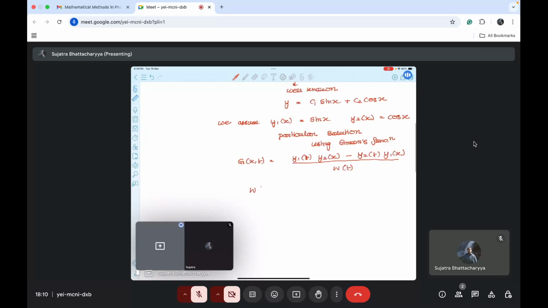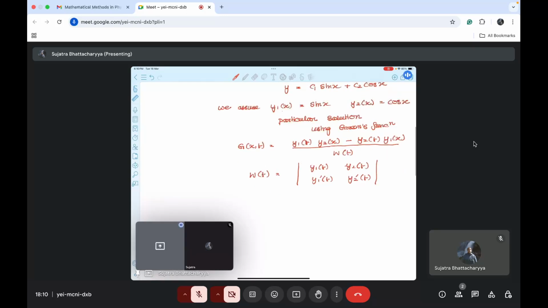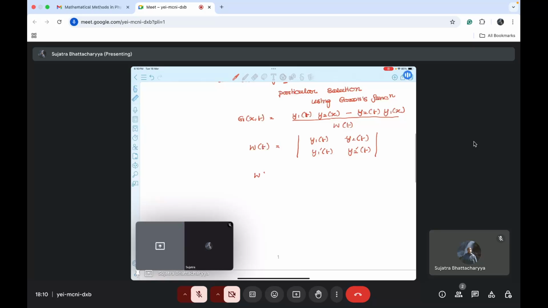So W of t, the Wronskian, can be written as y1(t), y2(t), and you have y1 dash t, that is the first order derivative with respect to t, and y2 dash t. So any function is in terms of x, and I have told you that this t is the dummy variable. So just replace x with t and try to solve this W of t.